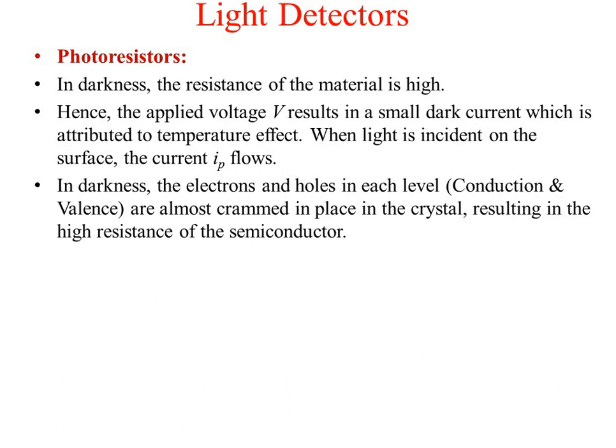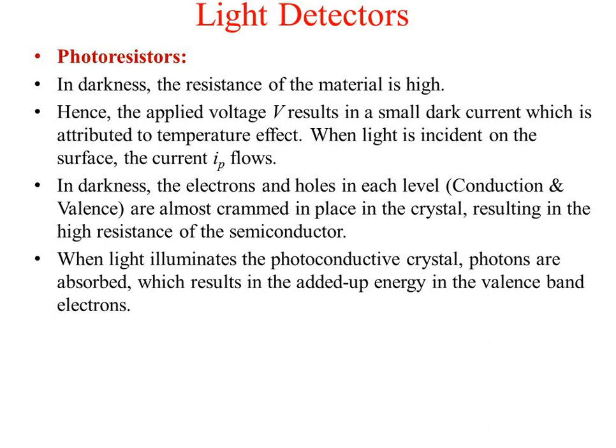In darkness the electrons and holes are almost crammed in place in the crystal. We know that there is a conduction band and a valence band, and the electrons are almost all in the valence band. When light falls on it, the electrons go into the conduction band and move freely. Since the electrons are freely moving, current flows, which means there is a decrease in resistance. So the resistance in the conduction band is low compared to the resistance in the valence band, which is high.